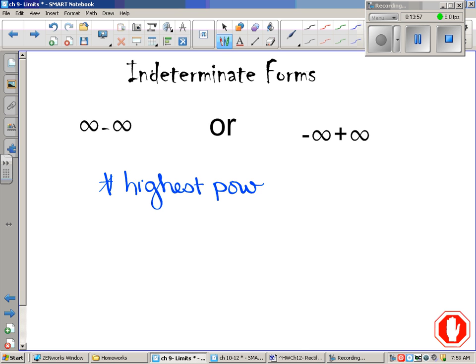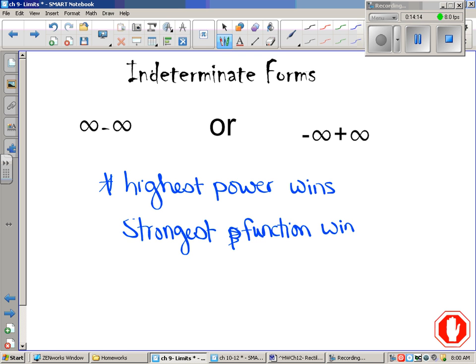And if I could coach you in some way, the highest power wins. Well, what if we're not talking about powers? Well, then the strongest function wins. And you're like, well, how do you know? Well, I said strongest power. I'm going to put strongest function. Well, here's a rule to live by, okay? E to the x is your strongest function ever. It climbs incredibly fast. Your exponentials, if you were to look at the graph, we're talking about the strength of how fast it climbs. So if it's e to the x and x, e to the x and x cubed, e to the x and natural log, e to the x and sine x, e to the x and whatever other function, e to the x is going to win.